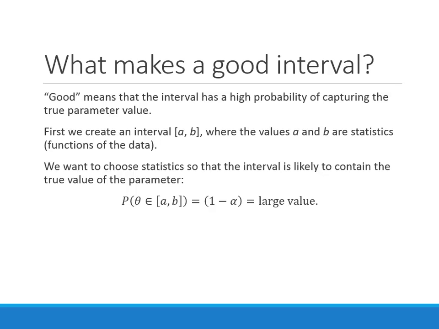So the goal is that I want to create an interval, maybe from A to B, where A and B are sample statistics. I can calculate those, and I want to choose them such that the interval is likely to contain the true value. So the probability that my parameter theta is actually in that interval is going to be some large value, maybe 0.95 or 0.99. The true parameter has a high probability of actually being inside that interval.